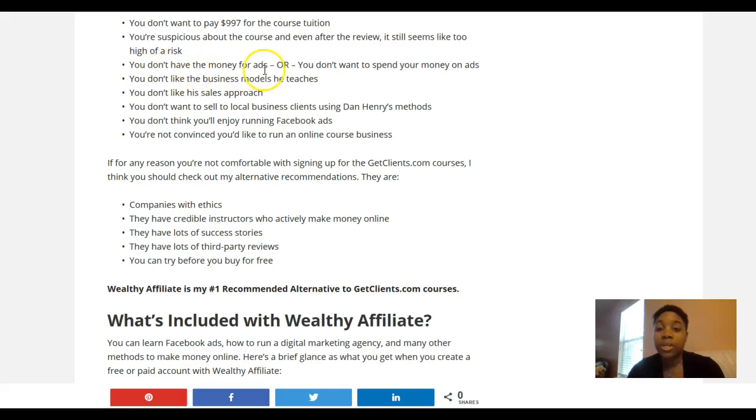or if you don't have the money for the ads, the Facebook ads, and you still want to learn how to generate traffic online or how to start an online business, if you don't like the business model that he teaches, maybe you don't want to learn how to build a digital agency, but you do want to learn how to make more money online. If you don't like his sales approach, if you don't want to sell to local business clients, if you don't think you'll enjoy running Facebook ads, or if you're not convinced that you'd like to run an online business course, then Wealthy Affiliate is another alternative.